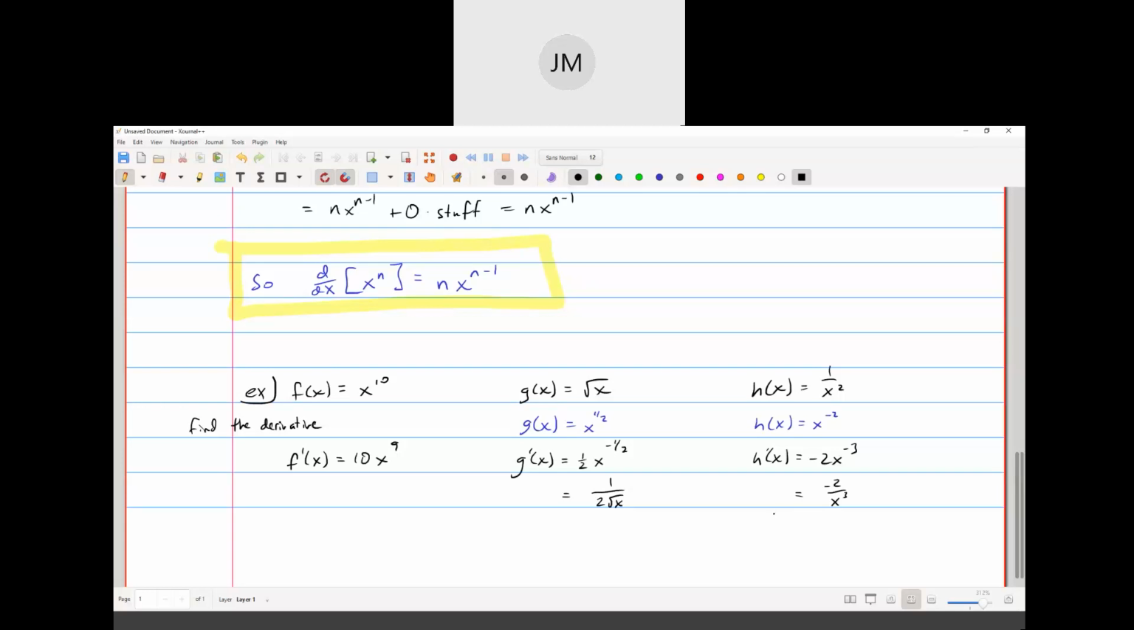Okay. Because we're going to use this rule a lot, I want to give a name to it just to reference back. This is called the power rule. Because it's powerful. No, it's because it works with powers of x.